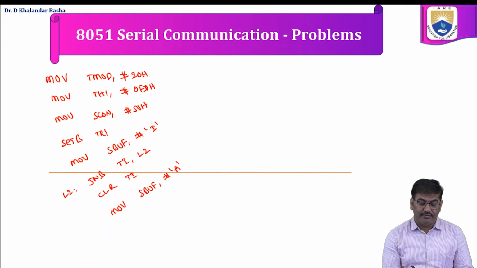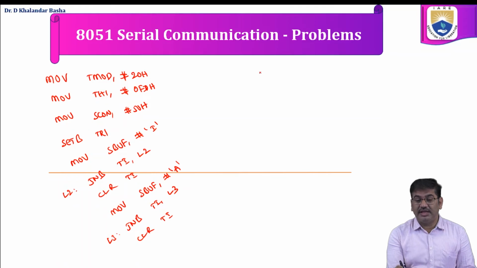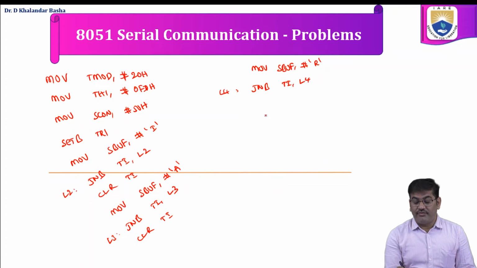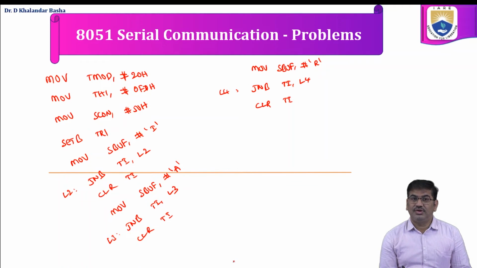transmit is A. Then we check whether the transmit interrupt is active or not. If the transmit interrupt is active, then clear that particular transmit interrupt. So I is transmitted, A is transmitted, then we want to transmit R. So for that, MOV SBUF comma #R. Then check for TI, JNB TI comma L4. Once the TI bit is equal to 1, clear the transmit interrupt. So R is also transmitted.